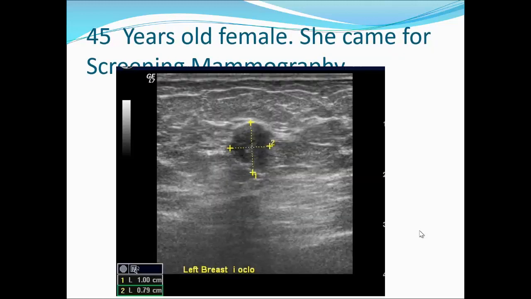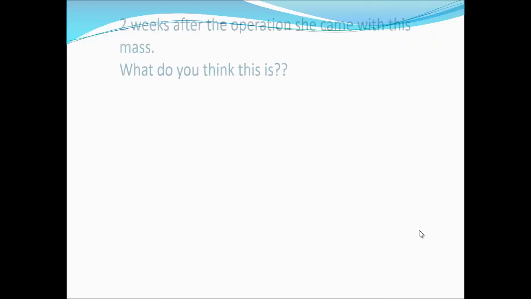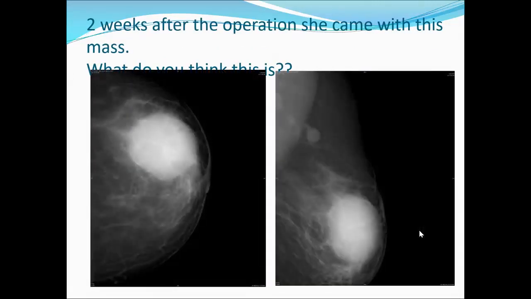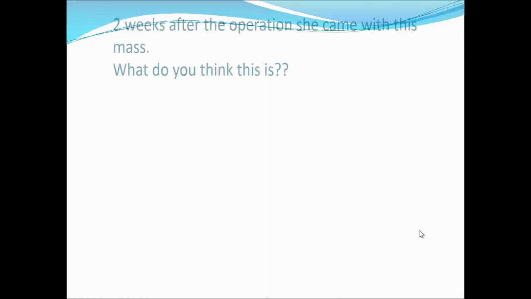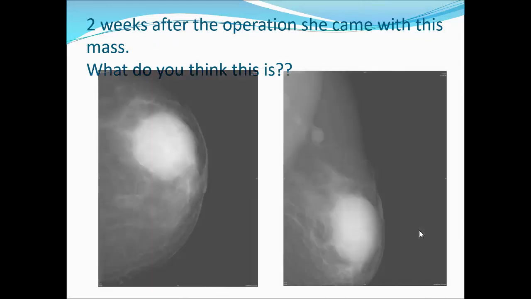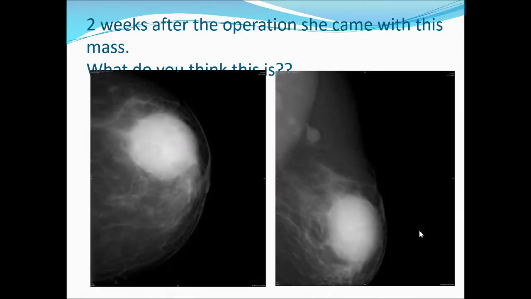This is another case. Here is a lesion. Also, it doesn't look well. There is angulated border and globular in shape. So this is a malignant lesion. A patient coming 2 weeks after the operation with this lesion.